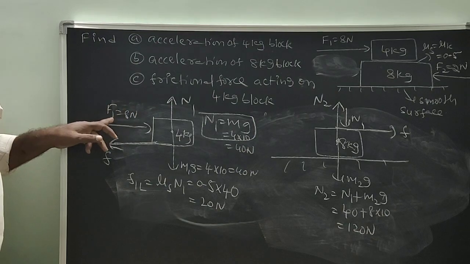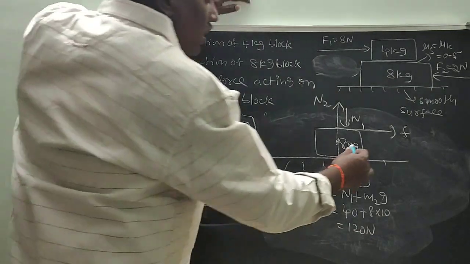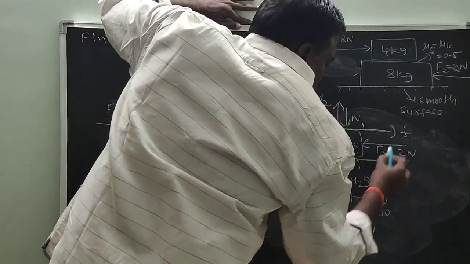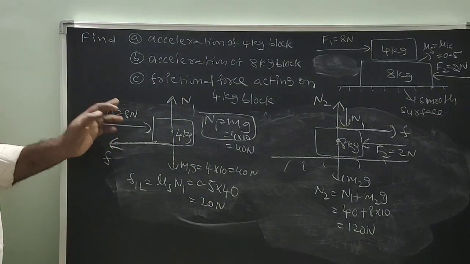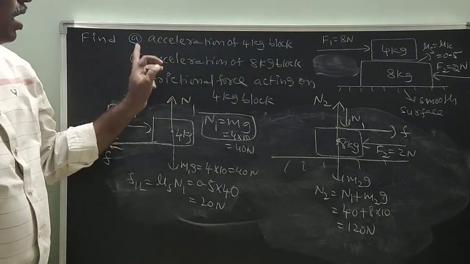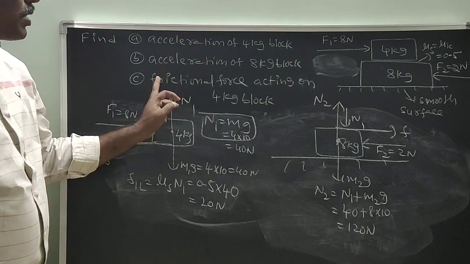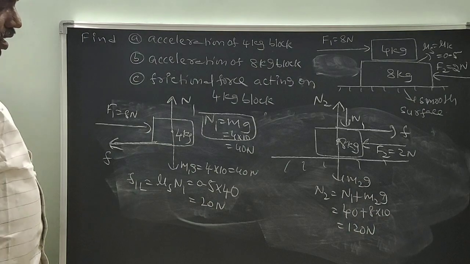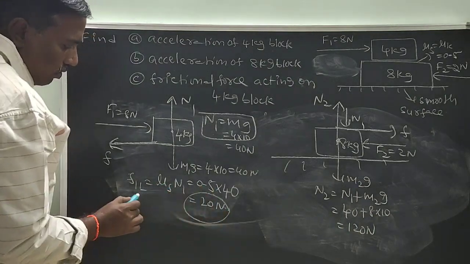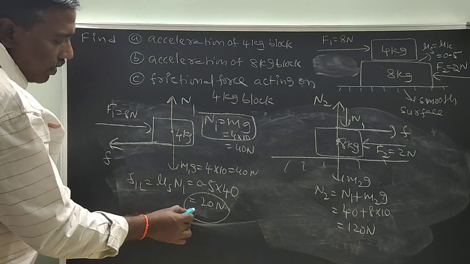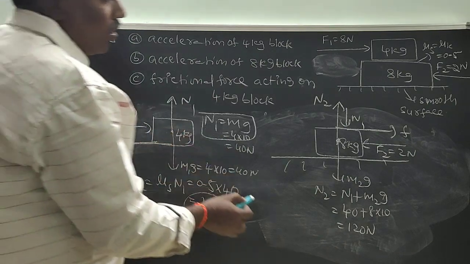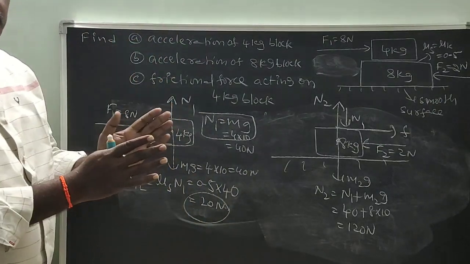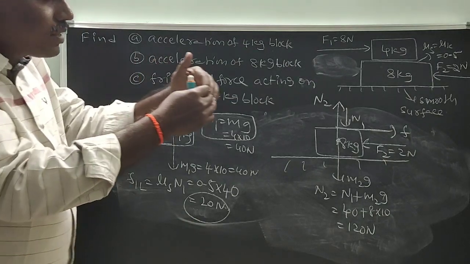On the 8 kg block there is a force F2 equal to 2 Newton. So in this case, how to find the acceleration of the 4 kg block, the acceleration of the 8 kg block, and the frictional force acting on the 4 kg block? So here from this data, we calculate the maximum value of frictional force on the 4 kg block. So first, to solve this problem, assume that both blocks move with common acceleration.